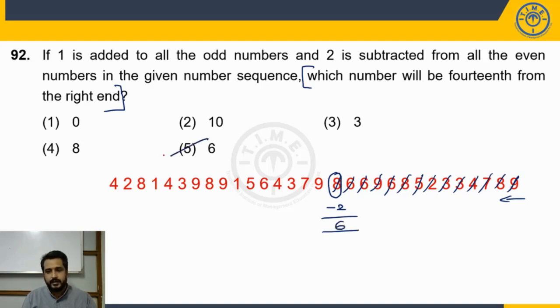It's quite simple, right? If you add 1 to all odd numbers and subtract 2 from even numbers, it will take a lot of time. So they are asking about the particular one. So just answer the question. Don't waste your valuable time. Now let's answer the next question.